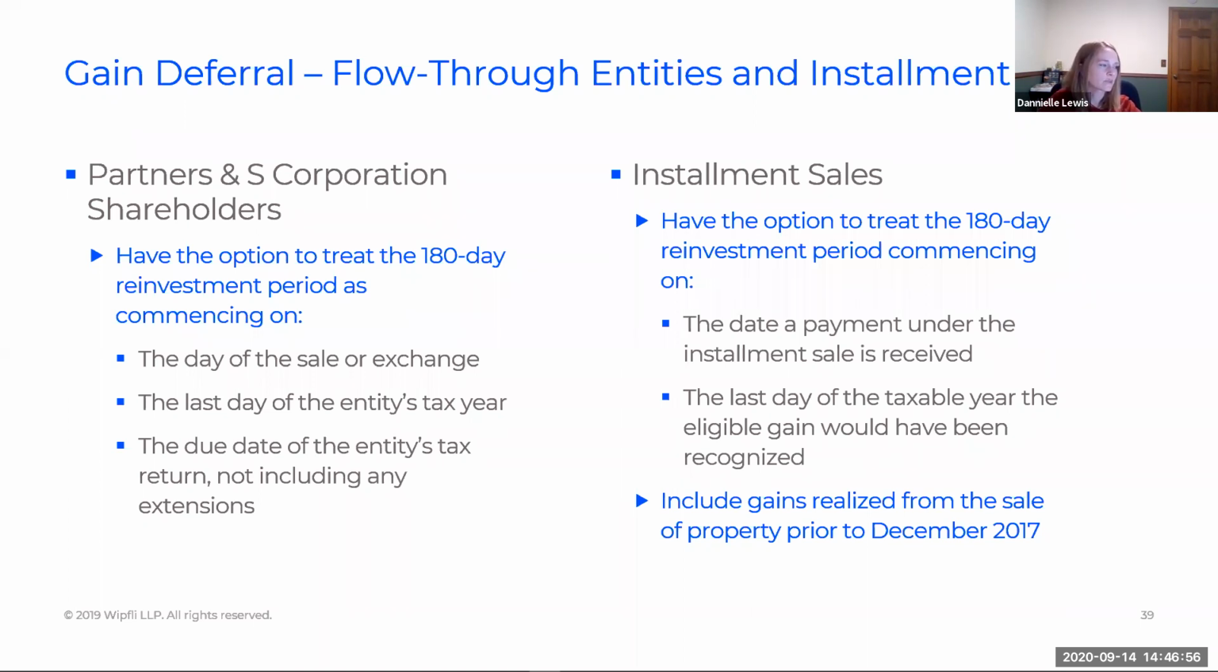They added on that last one, the due date of the entity's tax return, because so many people were getting K-1s, not realizing they had these big gains and they could have made opportunities on investments. So they added that last one to allow more time for that investment.